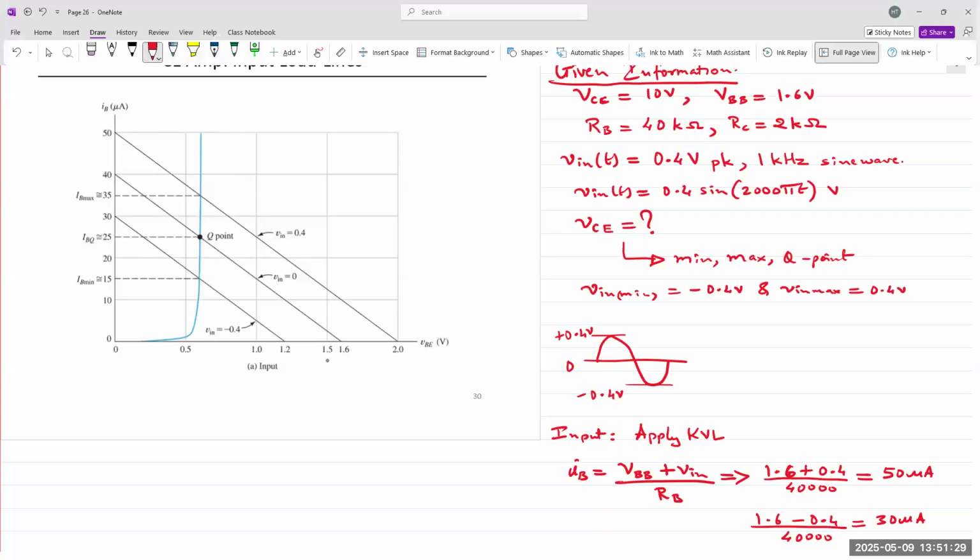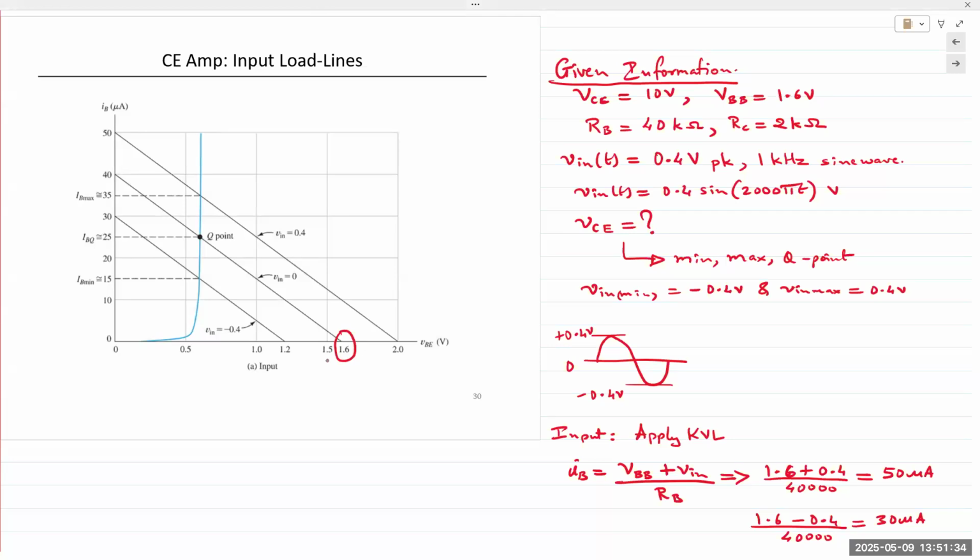So let me point that out. This point is a result of no AC, or 0 volts AC, which is the same as this point. That's our original load line. And the intersection point is the Q point. That's the original Q point. Okay, that is the original Q point.